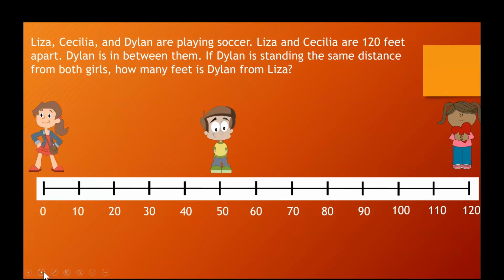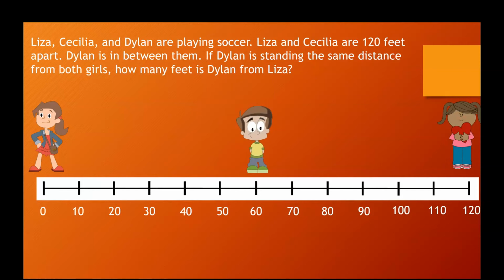So we're going to just kind of guess here. And we're going to put Dylan, looks like maybe 50, looks a little bit in the middle here. So we can check our guess here by doing 50 plus 50. Well, 50 plus 50 equals 100. And we know that they are more than 100 feet apart. So let's move Dylan over one more.